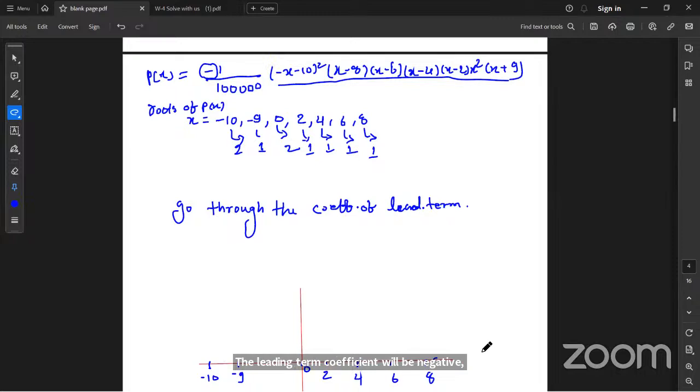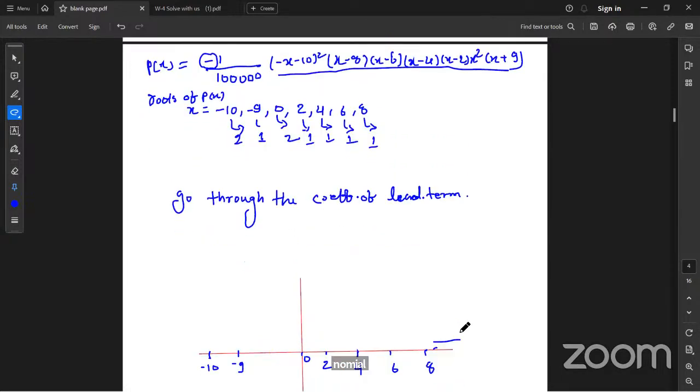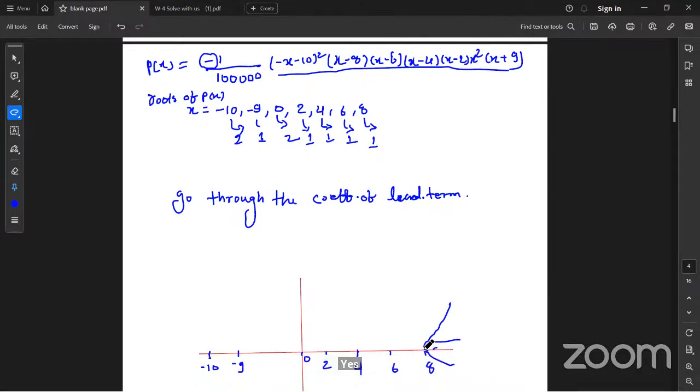So if we start from this 8, initially in the wavy curve method, when we see this direction, we need to see what will be the behavior of this polynomial. Either this polynomial will come like this or will go like this. We need to see that. How will we check? Can someone tell me?